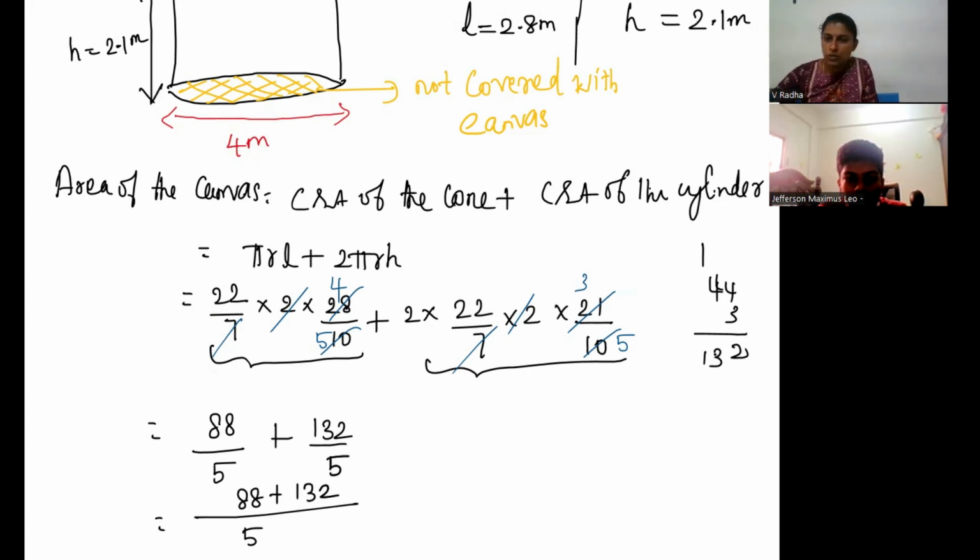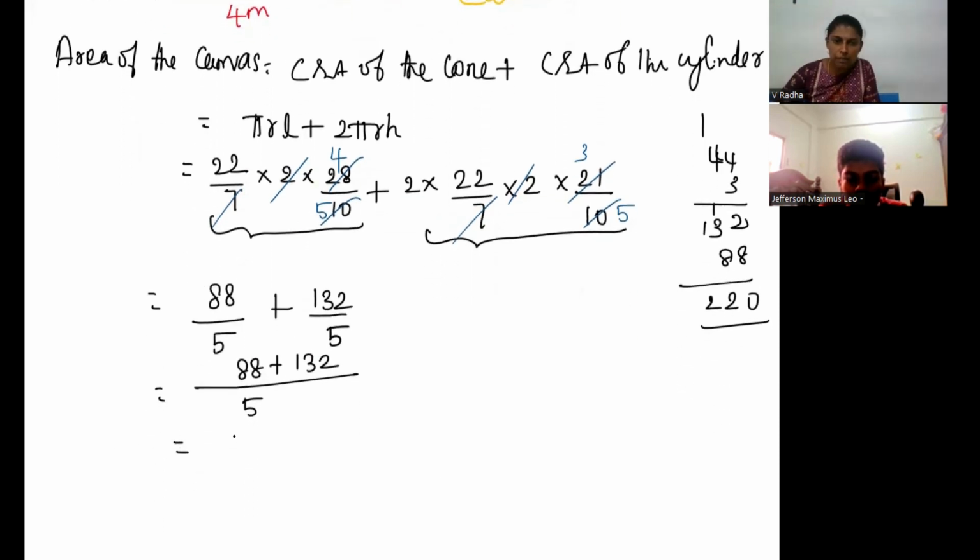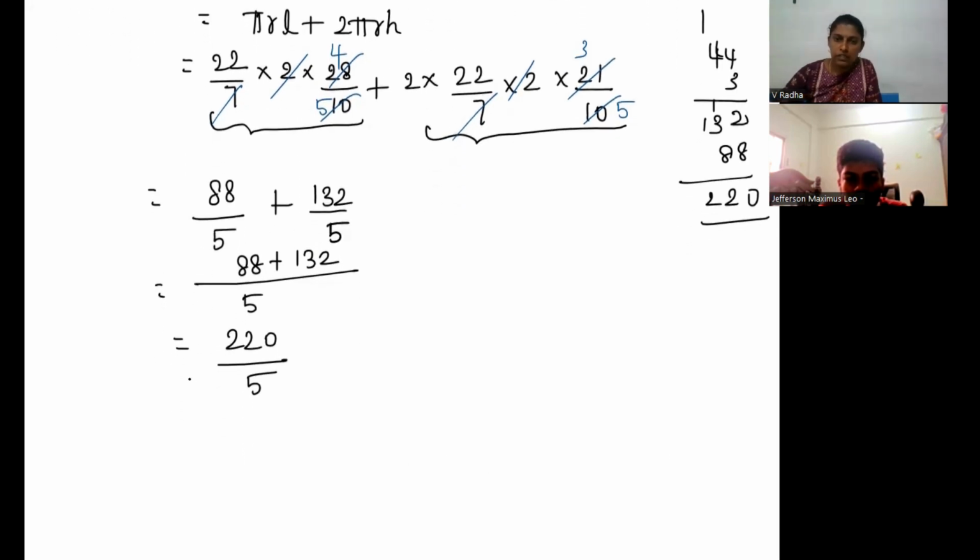Now both terms are added. 88 plus 132. So 88 is added, 10, the carryover is 1. 9 plus 3 is 12 plus 1 is 13, so 220, not 222. So 220 divided by 5. 4 times 5 is 20. Remaining is 2, in front of 0, take it as 20 again, 4 times 5. So check the answer. Yes, exactly correct. But the sum is not completed because you need to find the cost price also.